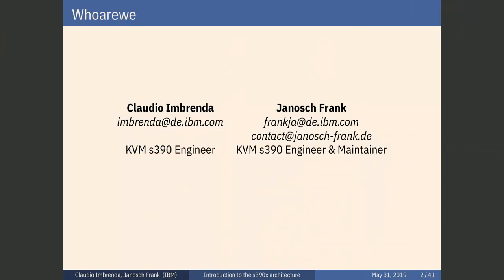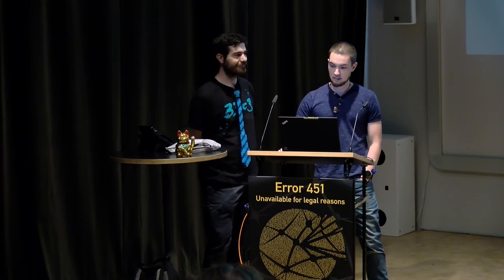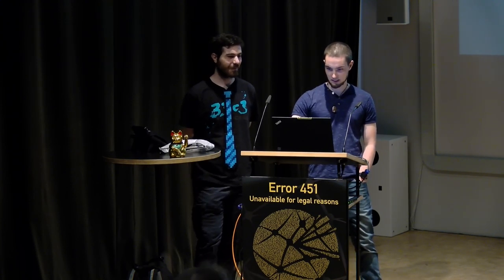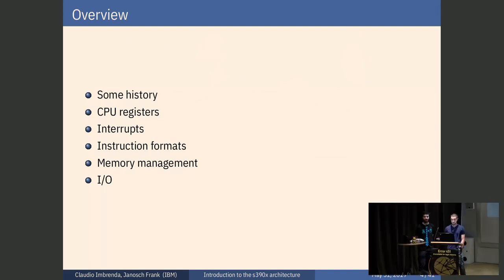So welcome to our introduction of the mainframe CPU architecture. We are both two KVM engineers, so we have a lot of insight into the architecture because we have to support all the machine-specific parts in the Linux hypervisor KVM. And we thought we have seen so many interesting instructions and so many interesting things in this architecture. We'd like to give you an overview. So we'll start up with some history, because the mainframe, as we know, it started out in the 60s. Then we'll go over the general CPU, most of the registers, interrupts, instruction formats, a lot of memory management and peculiar memory protection, and at last some I/O.